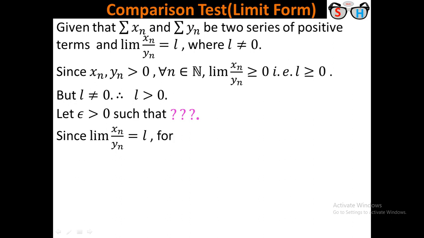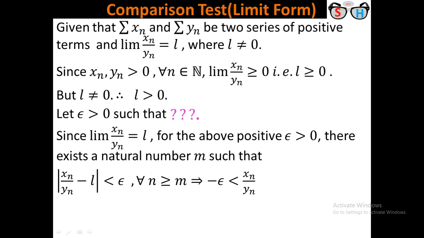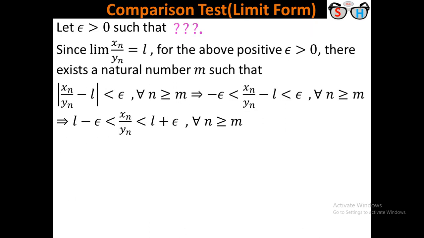Since the limit of xn by yn equal to L, for the above positive epsilon, there exists a natural number m such that mod of xn by yn minus L is less than epsilon for all n greater than or equal to m. If you use the definition of modulus, then this will be minus epsilon less than xn by yn minus L less than epsilon. If you add L throughout the relation, then you get L minus epsilon less than xn by yn less than L plus epsilon for all n greater than or equal to m.